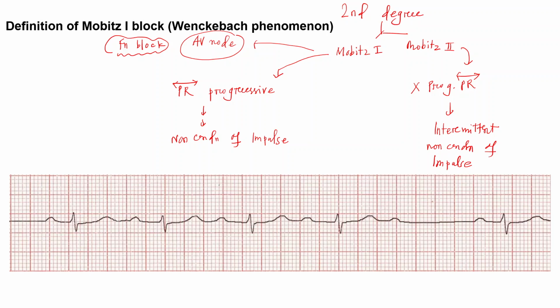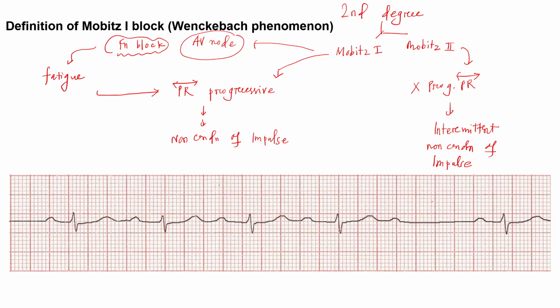So because it is a functional block, the AV node will get fatigued. And because of that fatigue, it will have progressive PR prolongation, that is progressive delay of conduction through the AV node with each impulse. And ultimately, it will lead to a non-conduction of the impulse. So it will get fatigued. That is the reason you are having a progressive PR prolongation. And ultimately, it will be severely fatigued, and at that point of time, it will not be able to conduct the impulse. And that's why you will get a non-conduction of impulse.